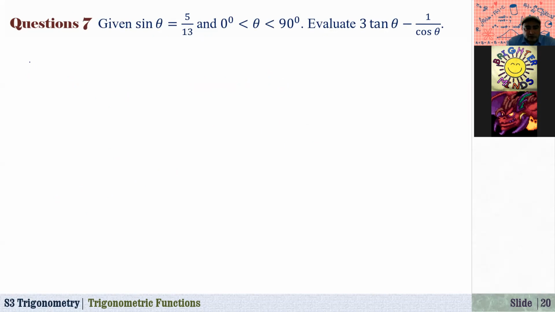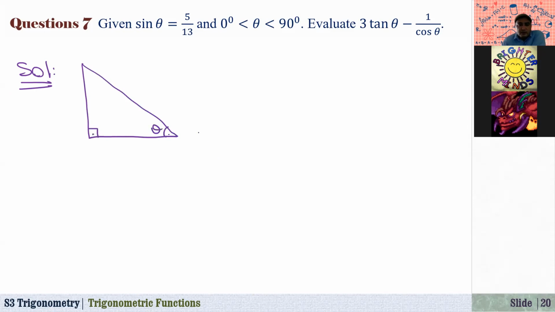All right, next question, question 7. Given that sine of theta is equal to 5 over 13 and angle theta is between 0 and 90 degrees, evaluate 3 times tangent of theta minus 1 over cosine of theta. Again, these examples are just warm-up examples, I think. Suppose that this angle is theta, opposite side, right? It is 5, hypotenuse, it is 13. So this side then should be equal to 12.